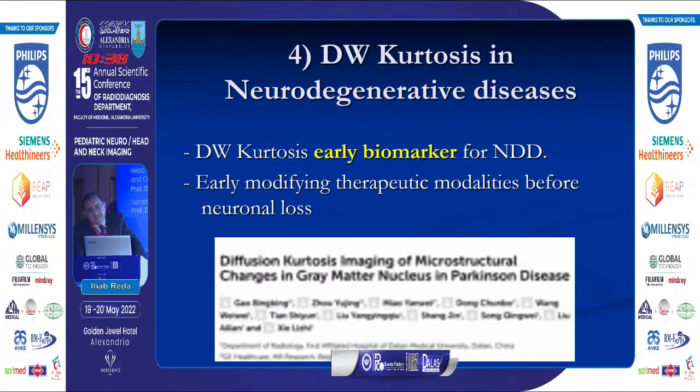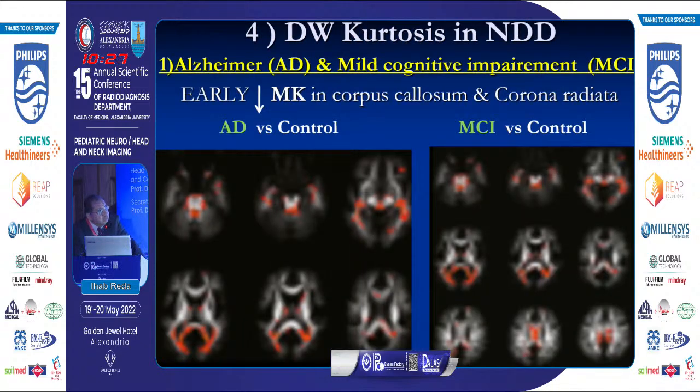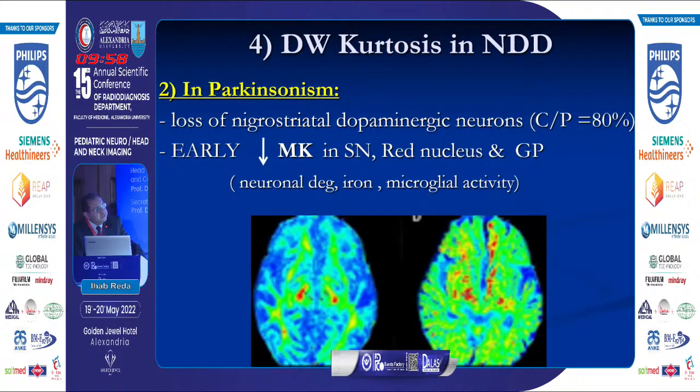For the neurodegenerative diseases, our problem is that we want to have an early biomarker to begin therapy very early before neuronal loss. We meet this in Alzheimer and mild cognitive impairment, where there is an early decrease in mean kurtosis in corpus callosum, corona radiata, and other areas. This is a case of Alzheimer's disease versus control, mild cognitive impairment versus control. And you can see all these areas show decreased mean kurtosis, while still no changes at all in the conventional MRI sequence. Same thing in Parkinsonism.